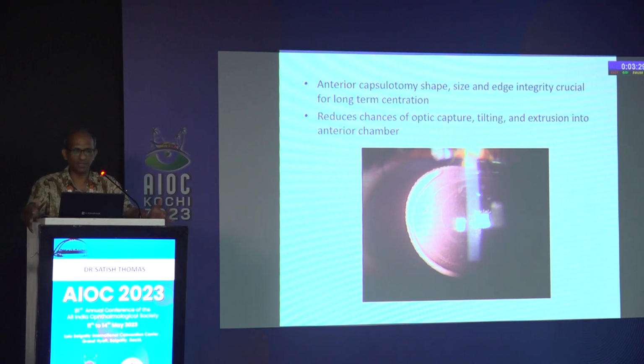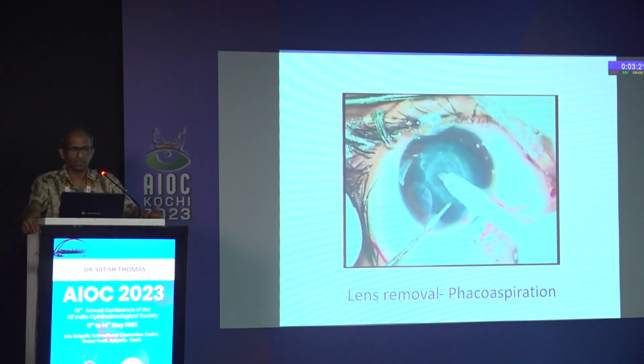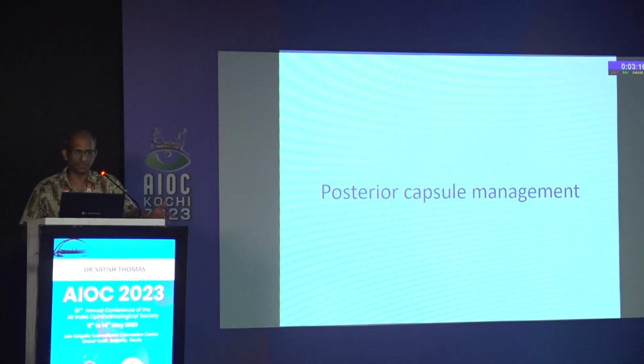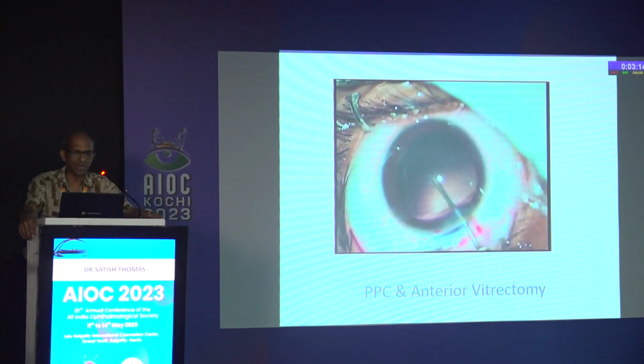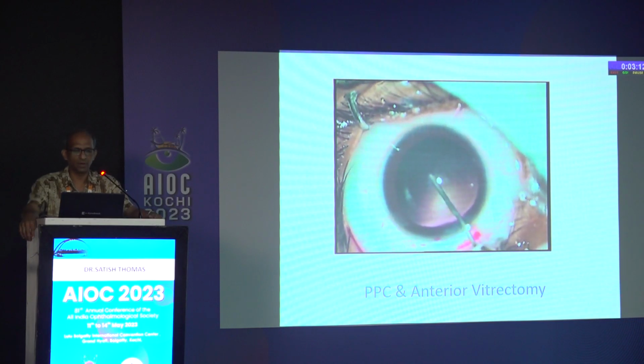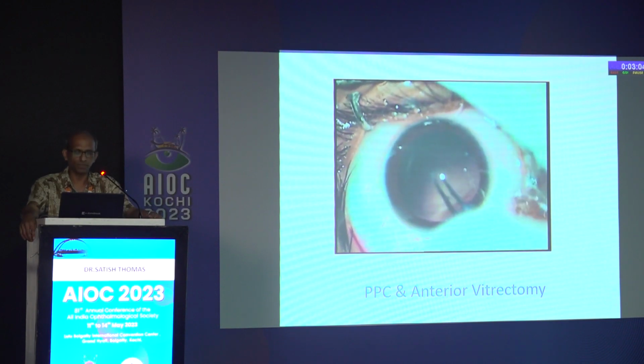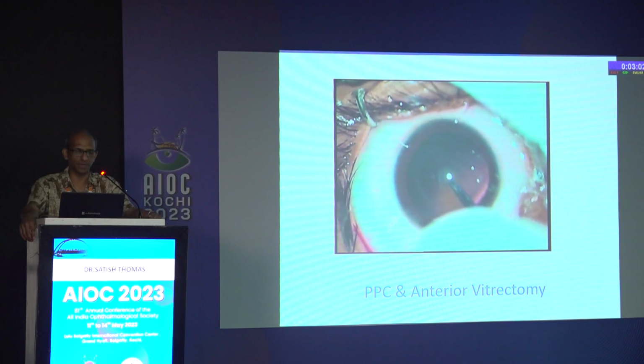Before continuous curvilinear capsulorhexis came, this would be one of the main reasons why a pediatric cataract would have a poor outcome. Lens removal, I think I can skip this because it only requires phacoaspiration. And after that, primary posterior capsulorhexis becomes very important in a pediatric cataract. So we can do it in the same way the anterior capsulorhexis is being done.